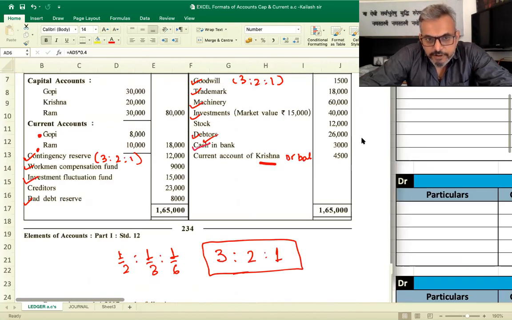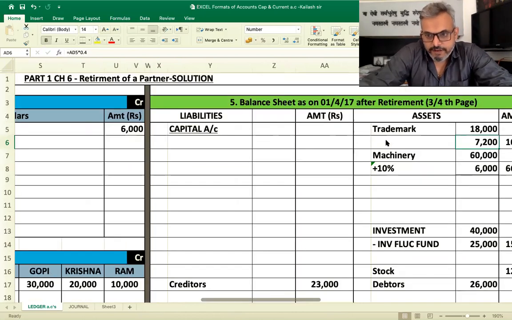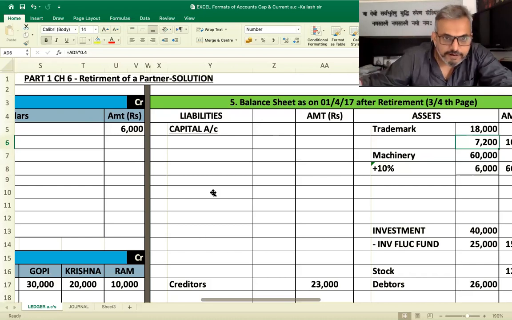Trademark is to be reduced up to 40%, it has been given. Pay attention please once again. Up to 40% has been given. That means we have to decrease the value of trademark up to 40%. Please underline this.